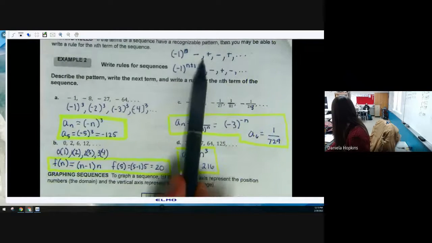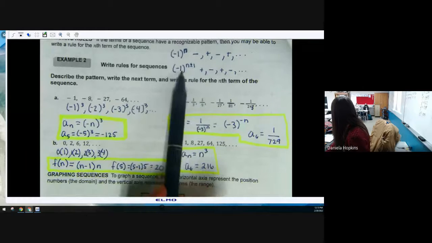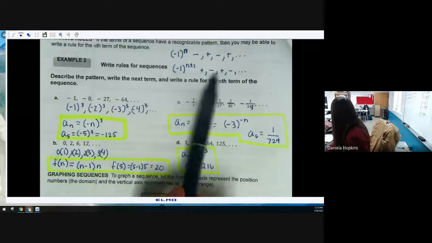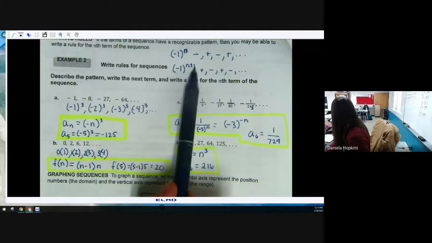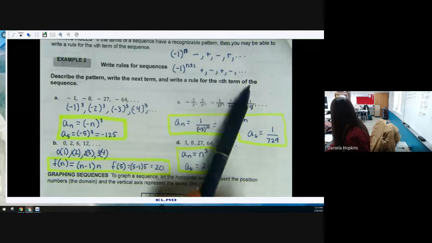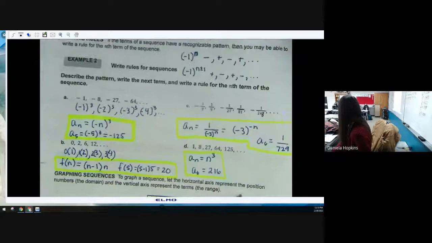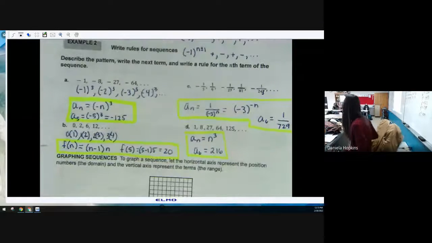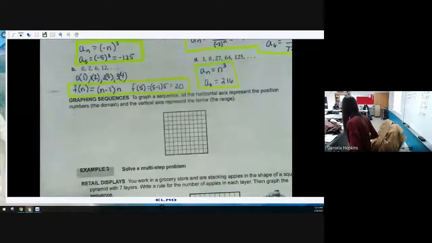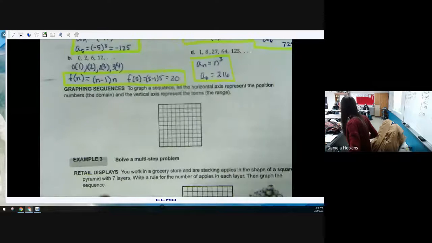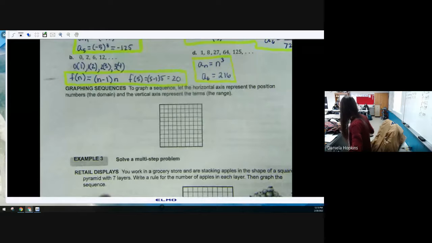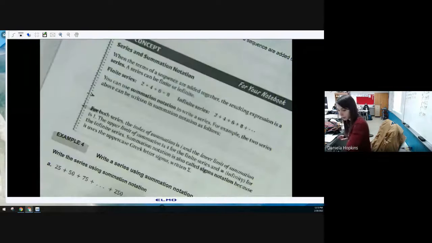If we wanted to change signs, we did -1 to the n, would give us negative, positive, negative, positive. -1 to the n+1 would do plus, minus, plus, minus. And then we wrote out rules, and this was quite challenging for us. We're going to skip graphing sequences because the other class is not doing it. Not that it's anything too crazy. It's just your horizontal and x-axis are slightly different, what they mean.